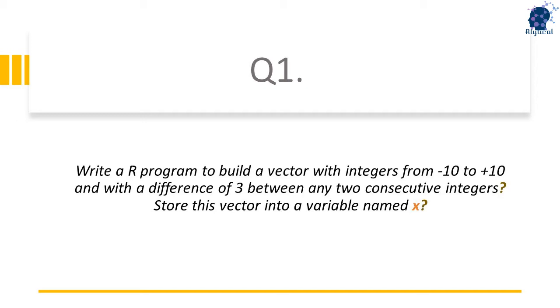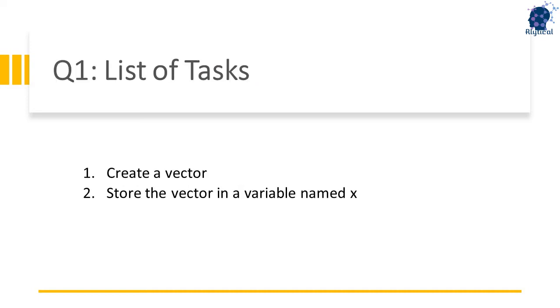Write a R program to build a vector with integers from -10 to +10 and with a difference of 3 between any two consecutive integers. Store this vector into a variable named x. There are two tasks in this question. Number 1 is to create a vector and number 2 is to store the vector to a variable named x.